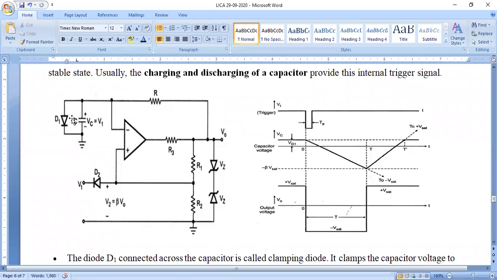So this clamping diode will help us maintain the capacitor at a maximum voltage of around 0.7 volts. That's why VC is equal to V1. The diode is made of germanium. The germanium diode's maximum operating voltage is 0.7 volts when it is forward biased. So 0.7 volts of maximum voltage range is applied with respect to the diode, and the negative voltage range is applied with respect to the lower threshold voltage.